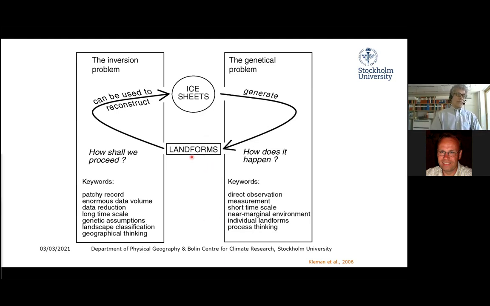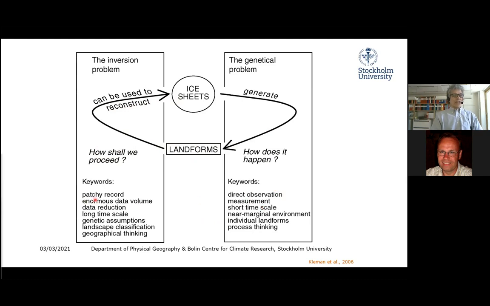And then you have the other way, which is what we are doing now in paleoglaciology. We have the landforms, the ice is all gone, and we want to say something: how can we reconstruct ice sheets from this? How can we learn about them? So the question is not how does it happen, it's how shall we proceed? And the keywords are rather different.